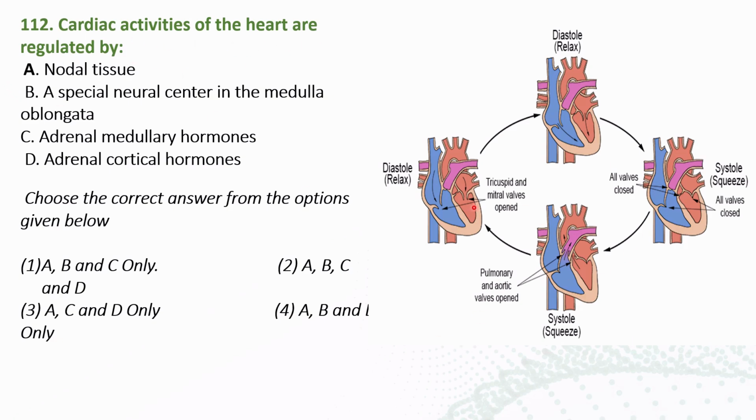Here you have to say that they have given some options. You have to say which were responsible for the regulation of the cardiac cycle. We know that the cardiac cycle includes 2 stages, diastole and systole, and it occurs in 4 steps. Diastole means the tricuspid and mitral valves will open.